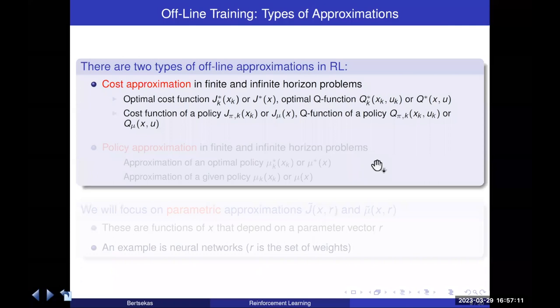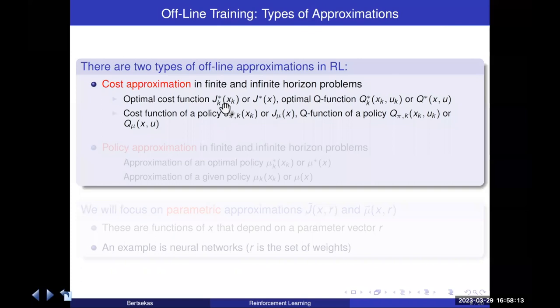Okay, in reinforcement learning, there are two types of approximations. Machine learning, of course, is a much bigger subject than reinforcement learning, with all sorts of approximations, but in reinforcement learning, there are only two things that you want to approximate: cost functions and policies. So the first type of approximation is cost approximation in finite and infinite horizon problems. In other words, approximate the optimal cost functions of the finite horizon problem, or the optimal cost function of the infinite horizon problem, or the optimal Q functions for finite and infinite horizon problems. Note here that for infinite horizon problems, there's only one function that you want to approximate. But in finite horizon problems, it's a whole bunch of them, okay? So presumably there's a lot more work for that, but still you can use approximations even in that context.